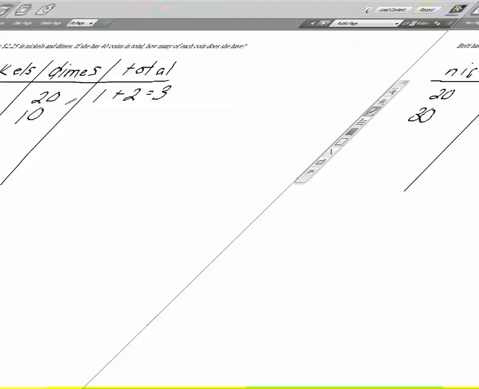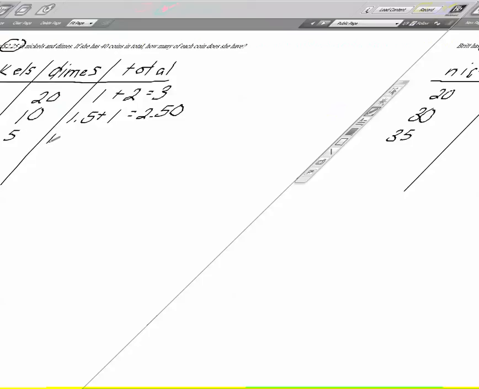So let's just try 30 nickels and 10 dimes. So 30 nickels is $1.50. 10 dimes is $1. So that gives me $2.50, which is still a little bit too much, but we're getting closer to our $2.25. So let's go ahead and test out 35 nickels, and that would mean only 5 dimes.